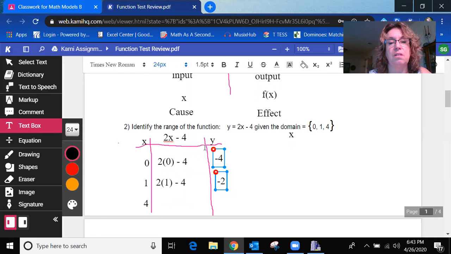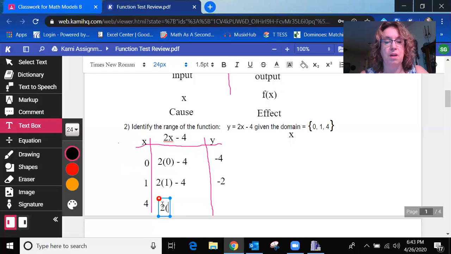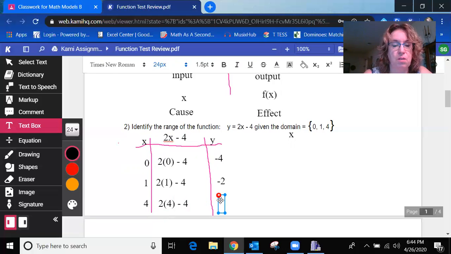So I've got 2 numbers. I got the last one. So this one, 2 times 4 minus 4. 2 times 4 is 8. And then 8 minus 4 is 4. So I've processed all of my input numbers. I put them into the function.